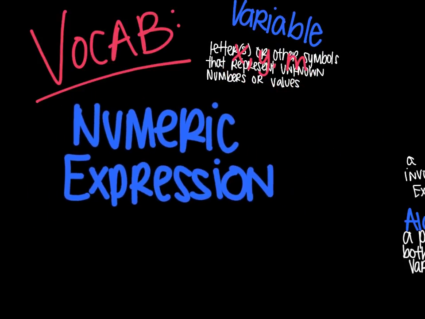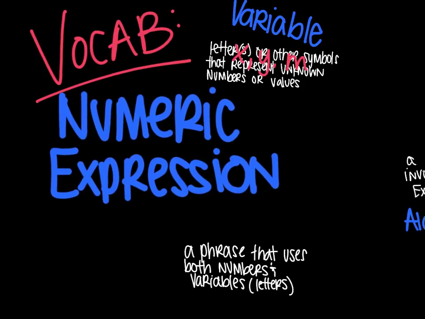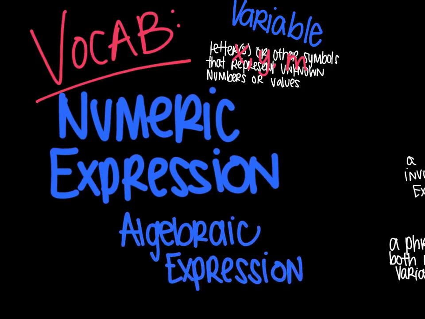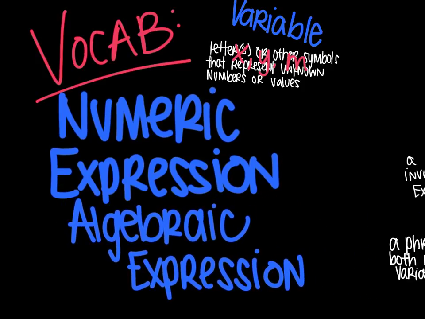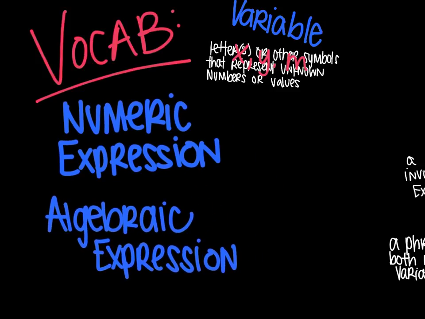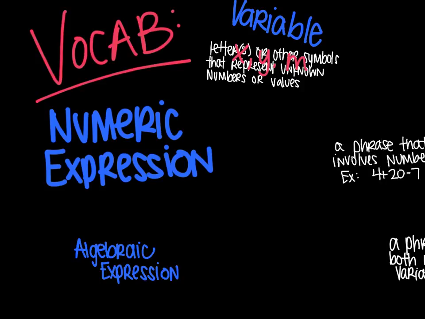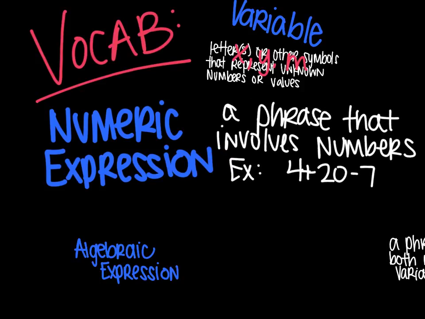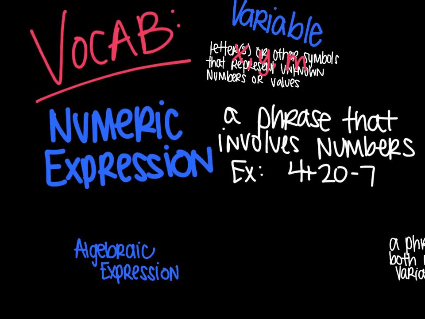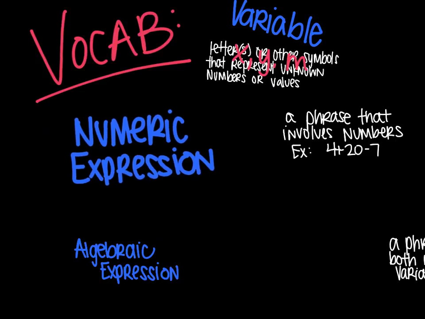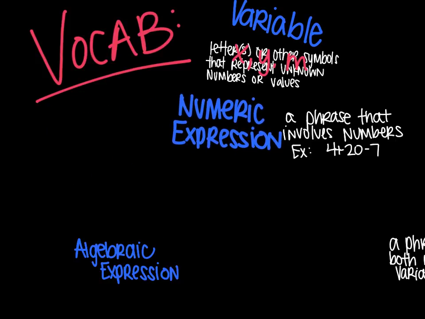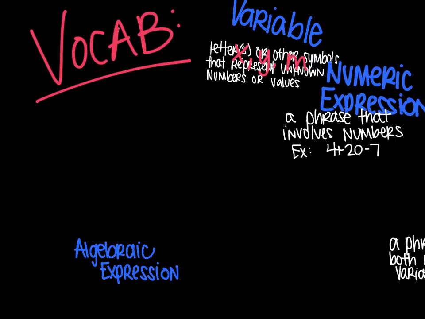There are two types of expressions, numeric expressions and algebraic expressions. There are two different types that both fit under expressions. We're going to start with a numeric expression first. A numeric expression is a phrase that involves numbers. For example, that would be 4 plus 20 minus 7. You have known numeric expressions for the majority of your life.